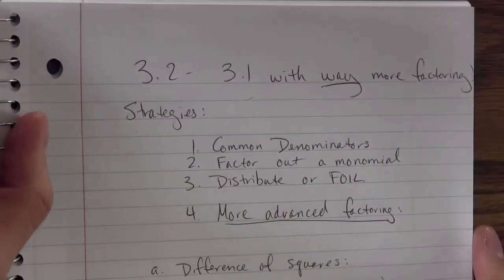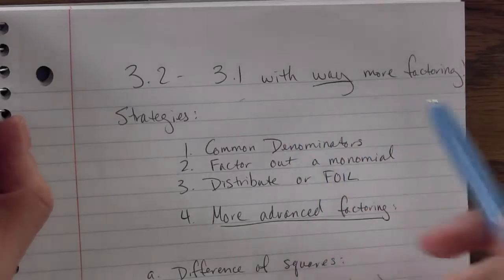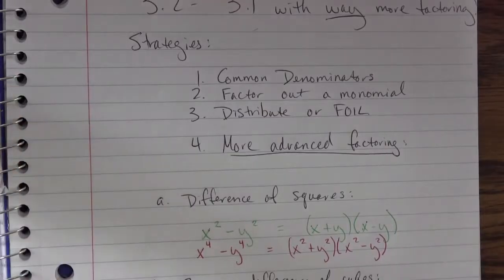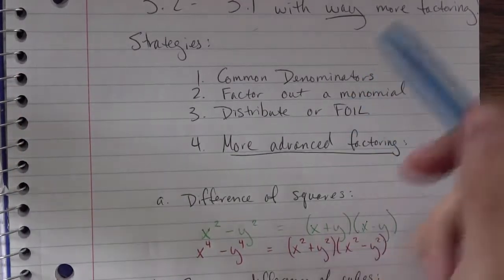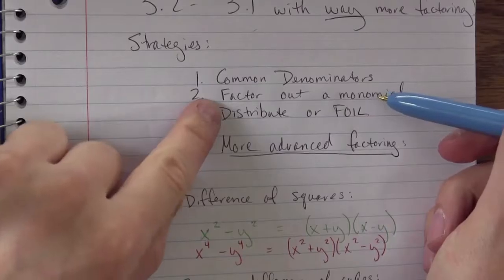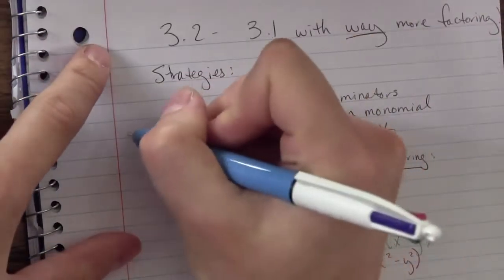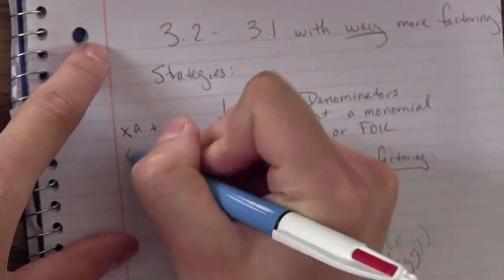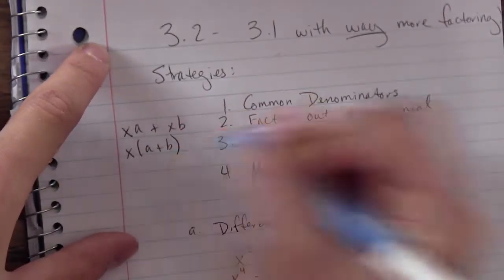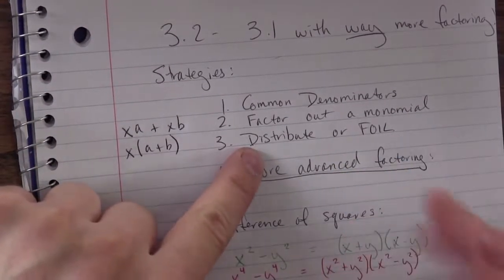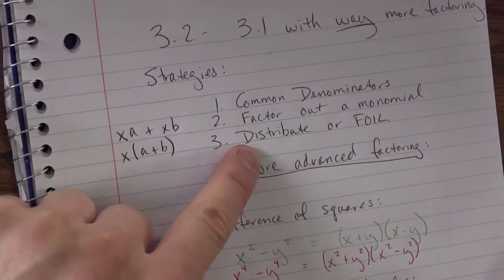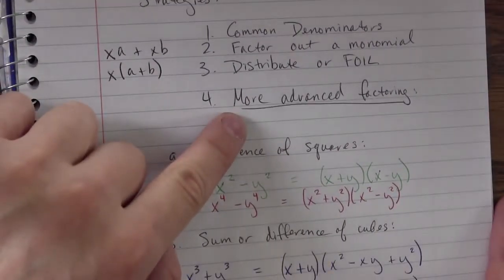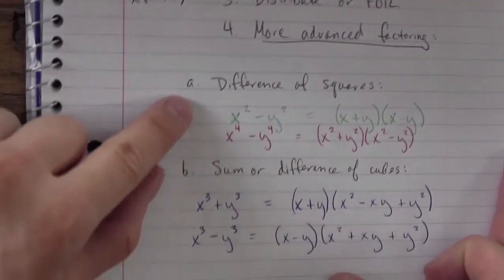Three point two is like 3.1, but it has way more factoring. Some of the strategies you'll see me use, and you'll use to do this section, are common denominators and factoring out a monomial. What that looks like is, if you have xa plus xb, you could factor out an x. There's also a lot of distributing or FOILing of monomials, and this section introduces some more advanced factoring, and I'll show you what that looks like.